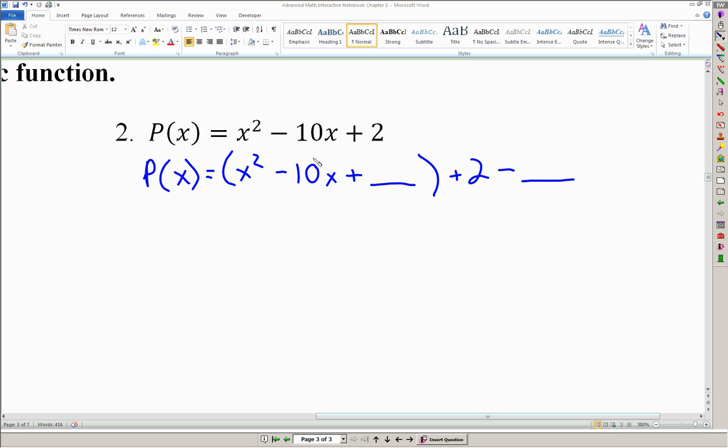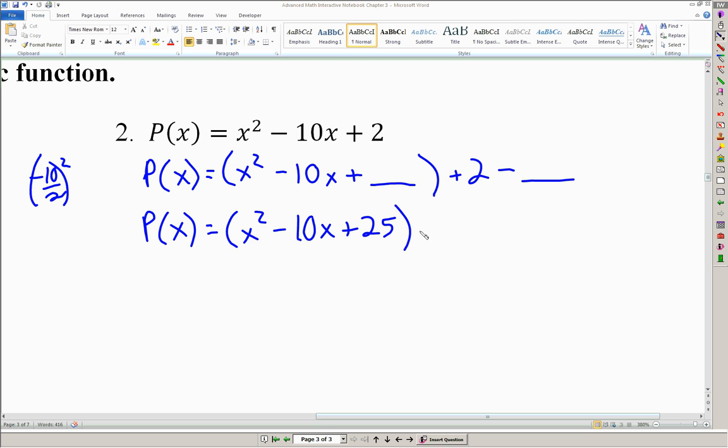Now complete the square. Half of b squared. Half of negative 10 squared. That's a negative 5 squared, which is 25. So we'll put a 25 in the blank. X squared minus 10x plus 25 plus 2 minus 25.